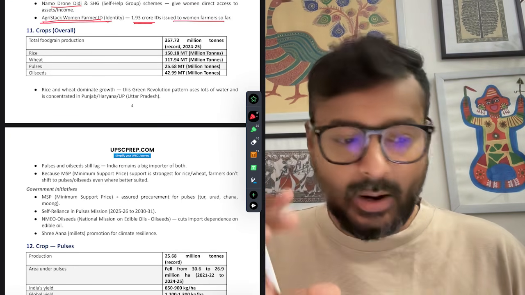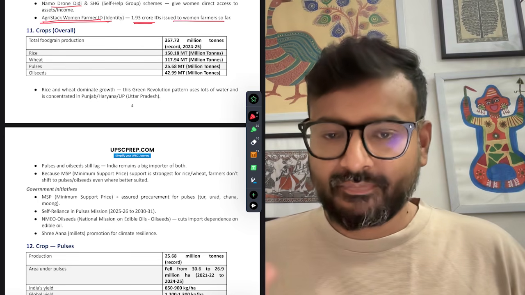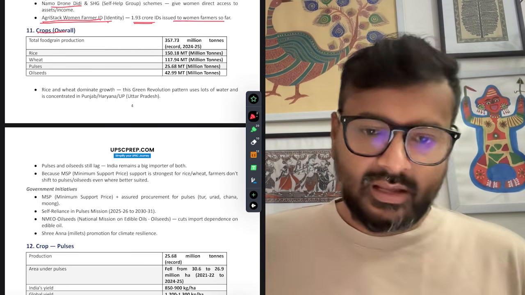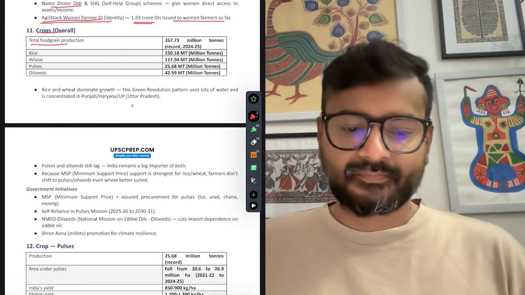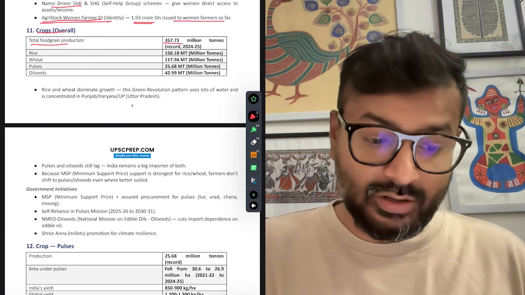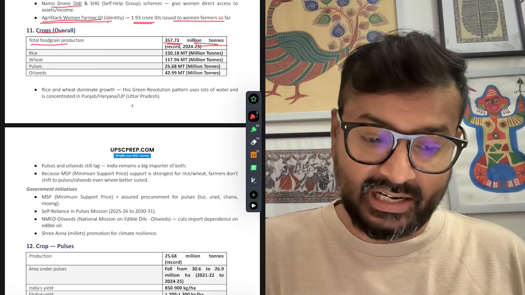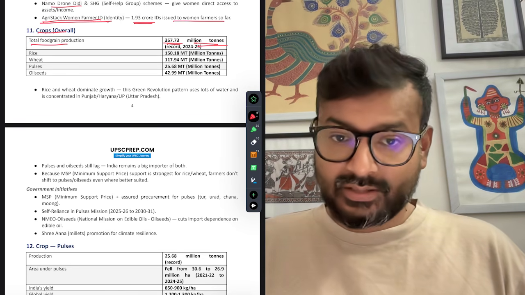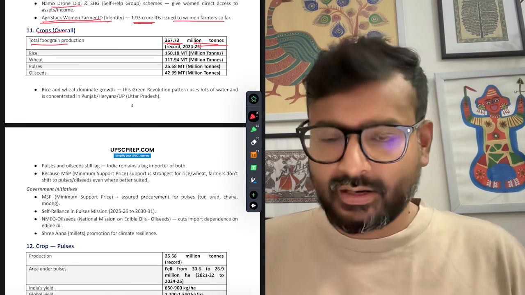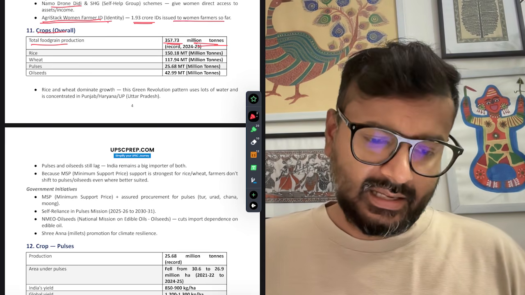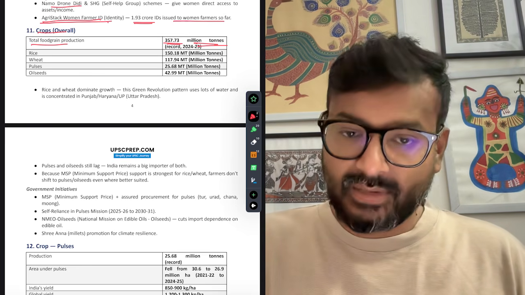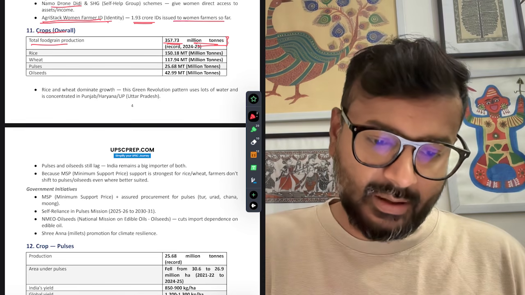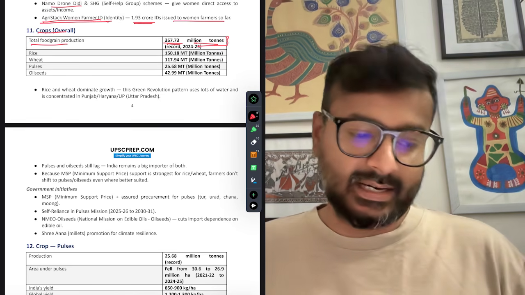Now let's talk about the output of the field. Output in agriculture is crops, so let's talk about crops. The total food grain production in 2024-25 was a record 357.73 million tons. Of course, every year the production is going to increase slightly unless something major happens, so every year we experience record production. Right now the number is 357.73 million tons.